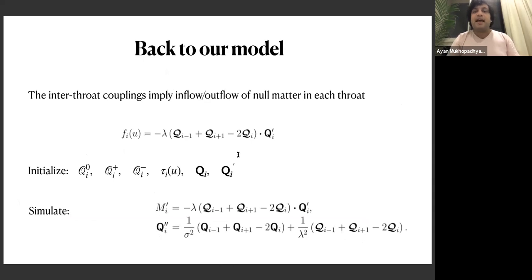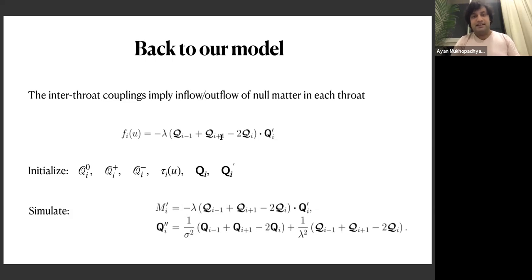So now let us come back to our model. In our model, you see that our equation is like this. So the mass of every throat evolves like this. It simply means that this particular term, the inter-throat coupling, will determine how much null matter energy goes in and out of each throat. And essentially this is the formula.